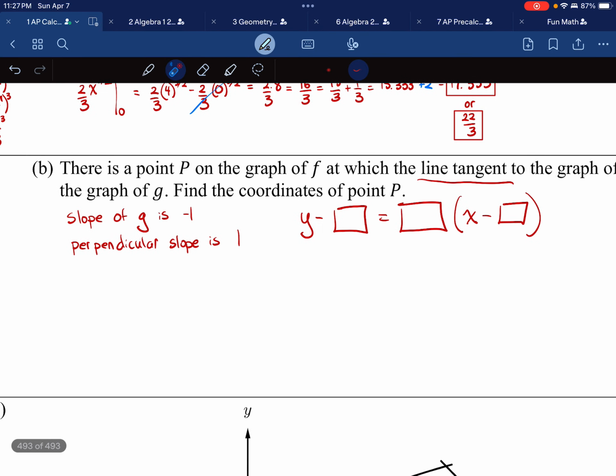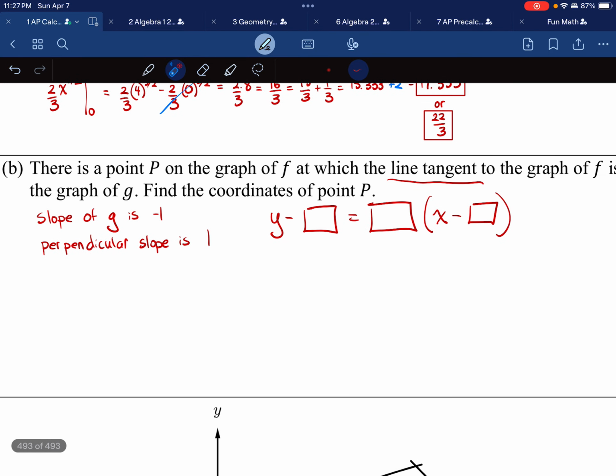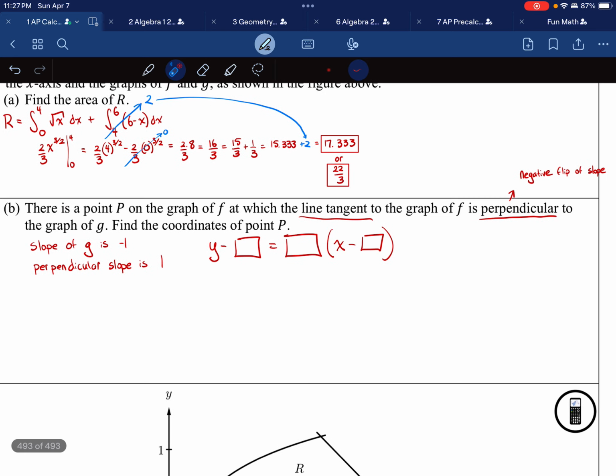It should. It's usually the roadmap of where we're going. So what are we asking for? There's a point P on the graph of f at which the line tangent, this thing right here, is perpendicular to the graph of g. Find the coordinates of point P. So I don't know if this is going to be too helpful because I don't know what the x-coordinate is and I don't know what the y-coordinate is, but let's just go ahead and use this as a roadmap. So far, we know the slope. The slope is 1, which means up here the slope is 1.